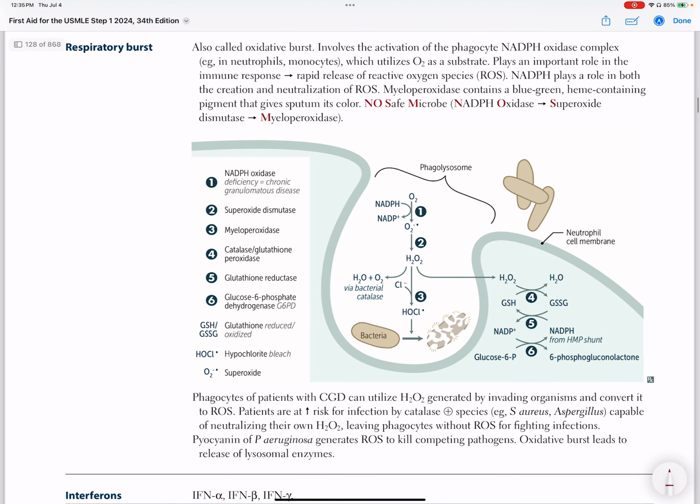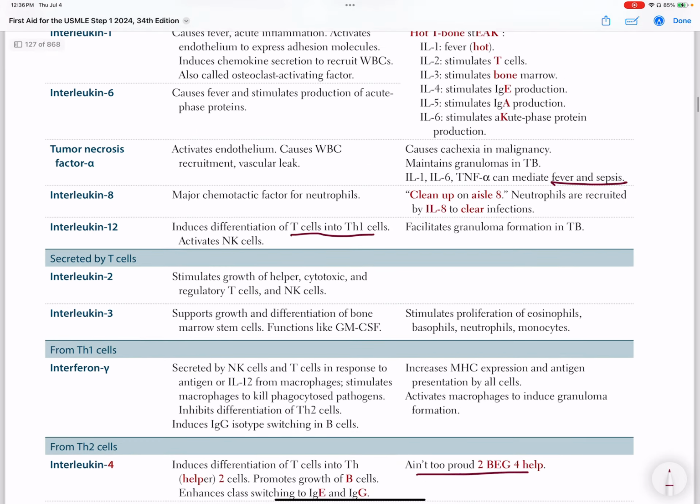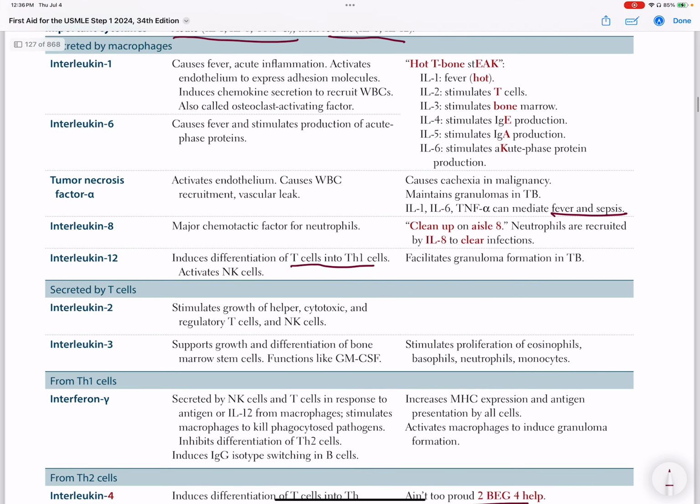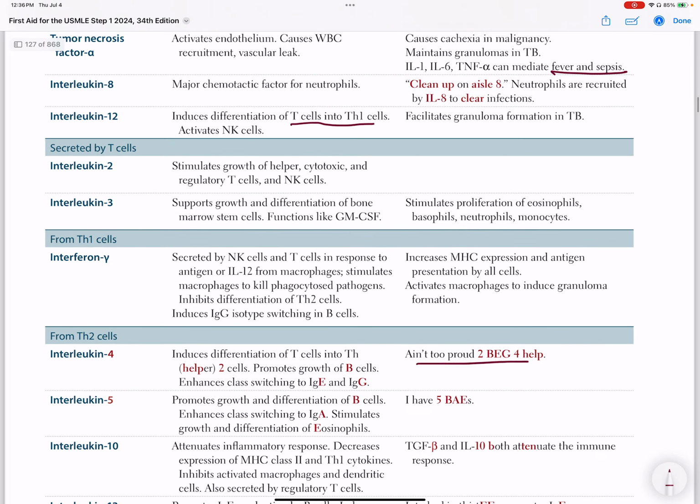Next, we have the respiratory burst. Actually, let me go back here. We have the hot T-bone steak: IL-1 is fever, hot; 2 is T cell stimulation; 3 stimulates B cells and bone marrow; 4 is IgE production; 5 is IgA production; and 6 is acute phase protein production.